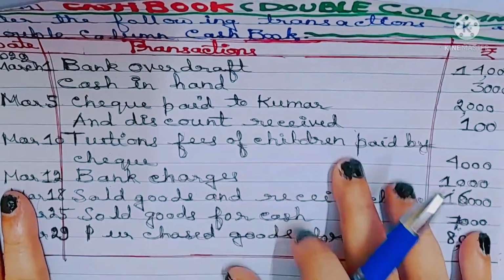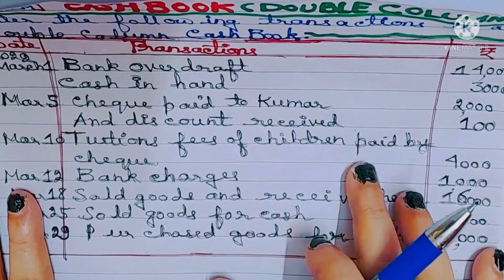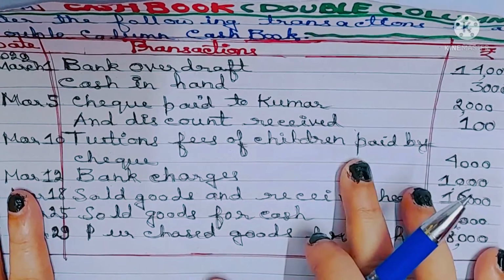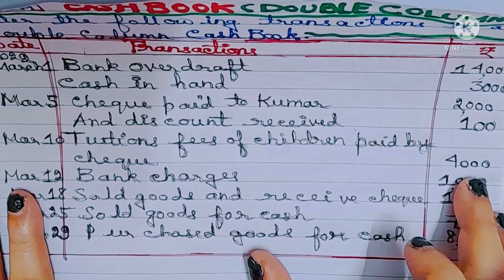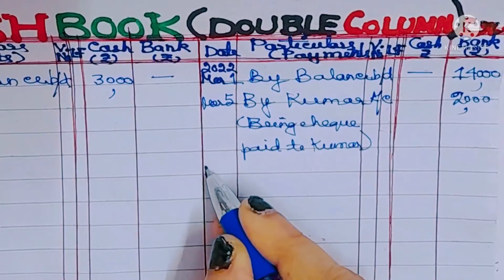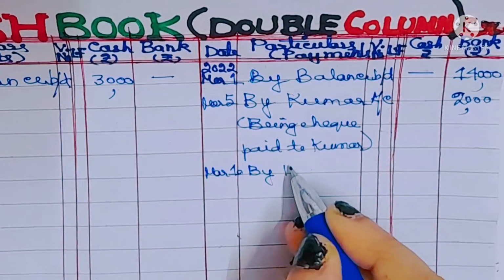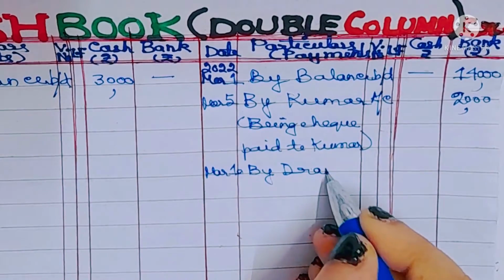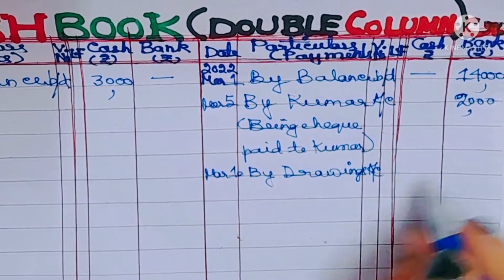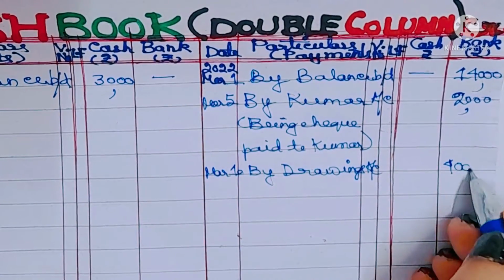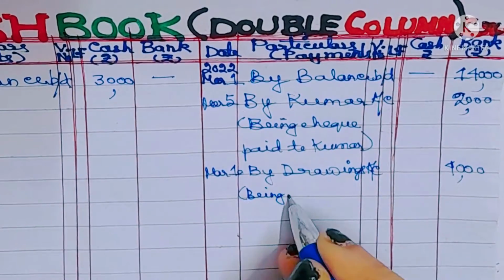Okay, so what is the position of bank account? Since bank account is on the credit side, drawings account will also be on the credit side. So we'll have to write by drawings account in the cash book in the bank column 4,000. Okay, so let's write on 10th March by drawings account, how much? 4,000, being tuition fees paid.